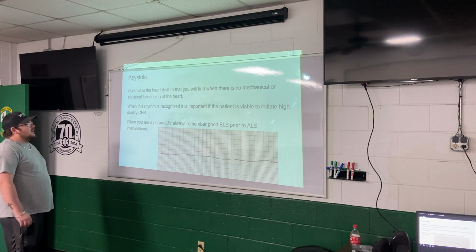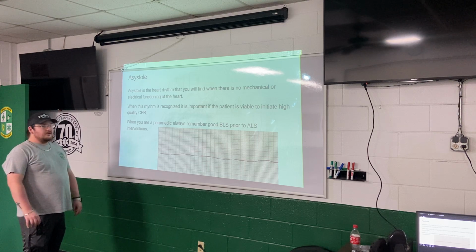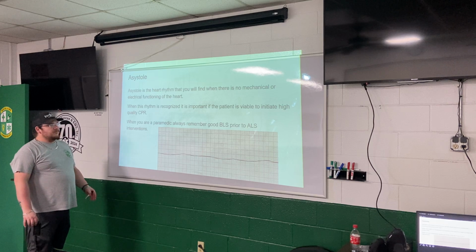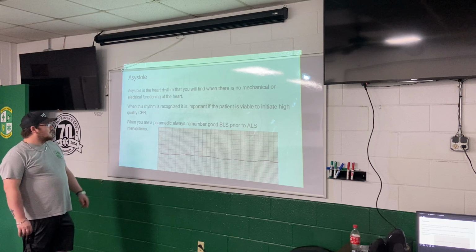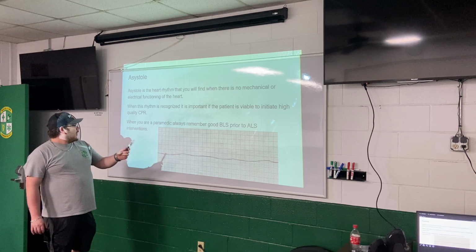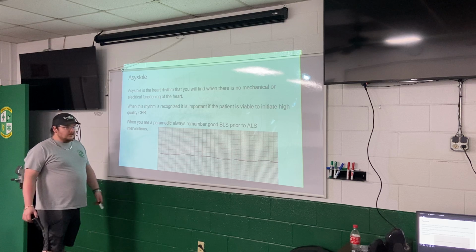Asystole is going to be a rhythm you will find when there is no mechanical, no electrical functioning of the heart. When this rhythm is recognized, it is important, if the patient is viable, to initiate high quality CPR. And if you are a paramedic, always remember good BLS prior to ALS interventions. You can't be a good paramedic without good basic skills.